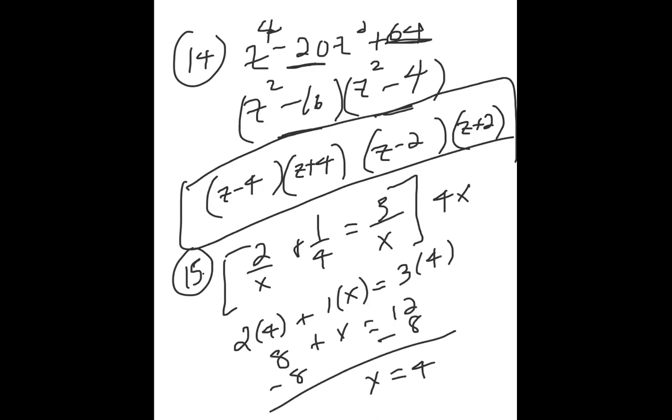Now, let's see here. Number 16 is easy. You're just finding the values of a, b, and c. 17 is the same thing, a, b, and c. 18, guys, the last problem, is another word problem.